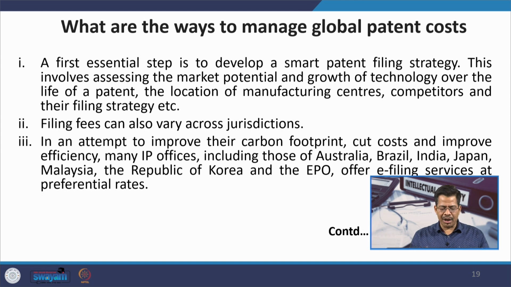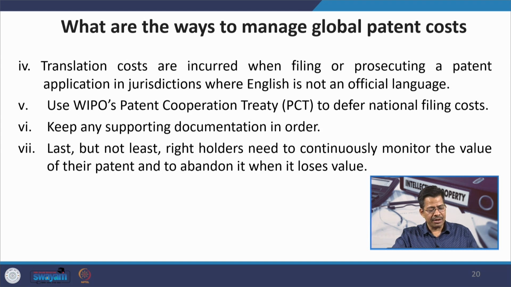Go for more and more e-filing. Most of the patent offices are expecting you to go for electronic filing, and they are also giving some kind of encouragement by giving you incentives for e-filing, so that their paperwork can be reduced, and it is your commitment to sustainability also. All these things are part of how you can manage your cost effectively, including use of services of WIPO for PCT etcetera. You can use the various add-on facilities which are available through WIPO. Those are all good ways to manage your global patent cost.